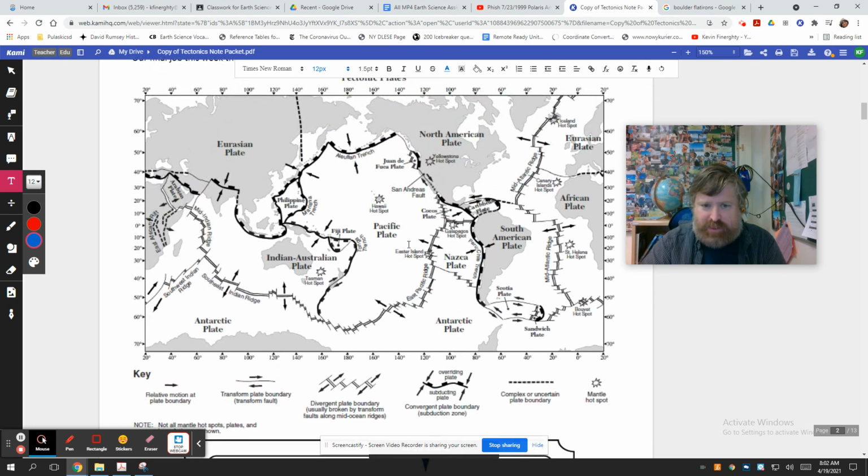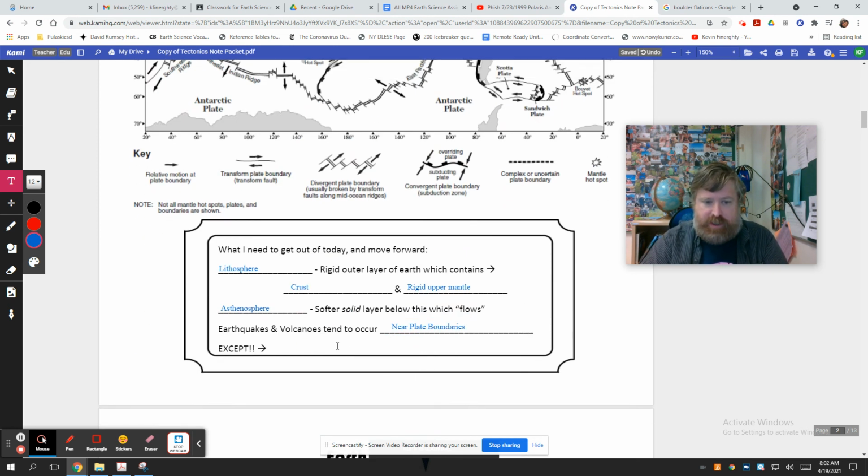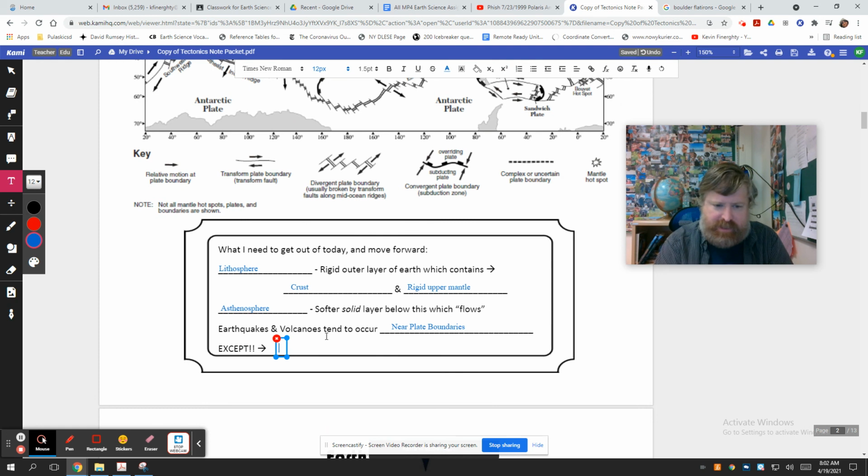Except once in a while we get these weirdos. The weirdos are called hotspots. Like Hawaii, there's no, according to that simple idea that they're near plate boundaries, there's no plate boundaries anywhere near Hawaii. So why is there an active volcano there? And here, and here, and here. That's because those are these things that we'll unpack in better detail later, called hotspots.